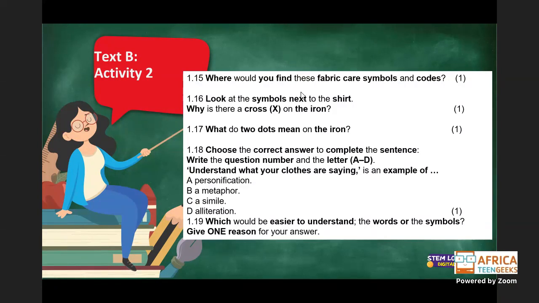So anyone? Where would you find these fabric care symbols and codes? Let's hear it. I'll give you some time to think about the answers. And you tell me. Okay.